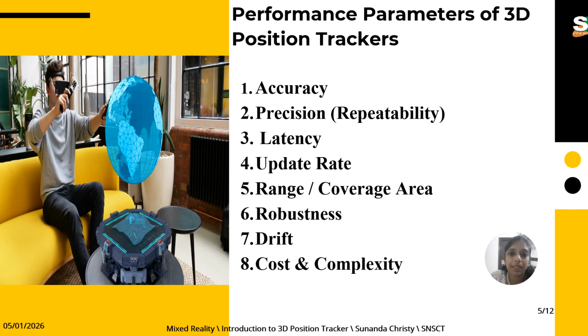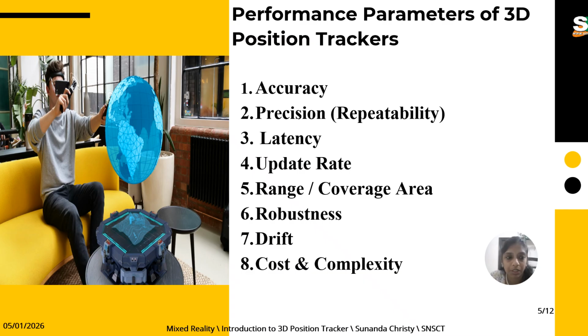Now the performance and the parameters of 3D position trackers, and what parameters are needed. The first is the accuracy and the precision, that is how repeatably it works, then latency, update rate, the range and covered area, the robustness, the drift, and also the cost and the complexity. So these are the parameters for the 3D position trackers.